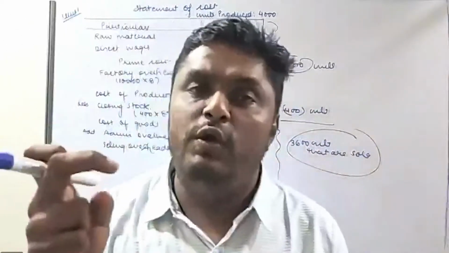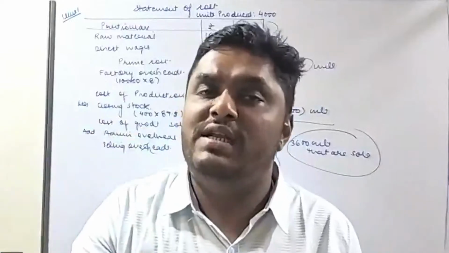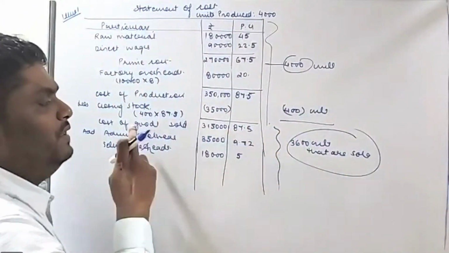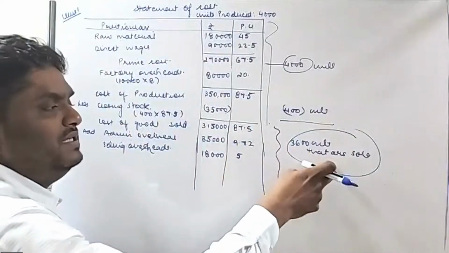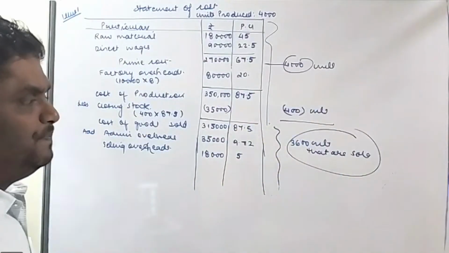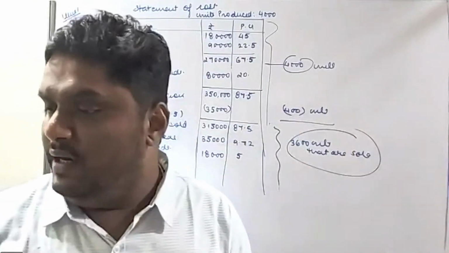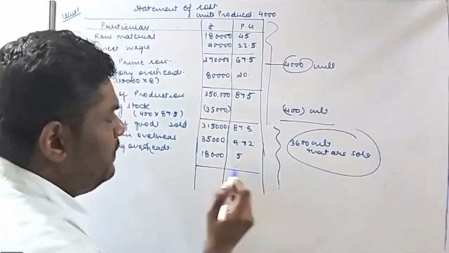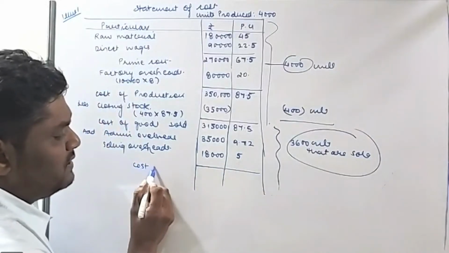Because out of these 4,000 units, 400 units are still in stock and we have deducted their value. So we are left with the units that are sold, that is 3,600. So the per unit will be calculated on units that are sold. So we are done with all the costs now. So the final figure we'll be getting is the cost of sales.